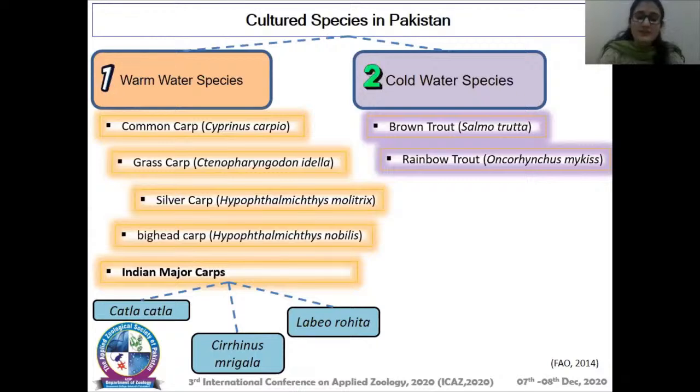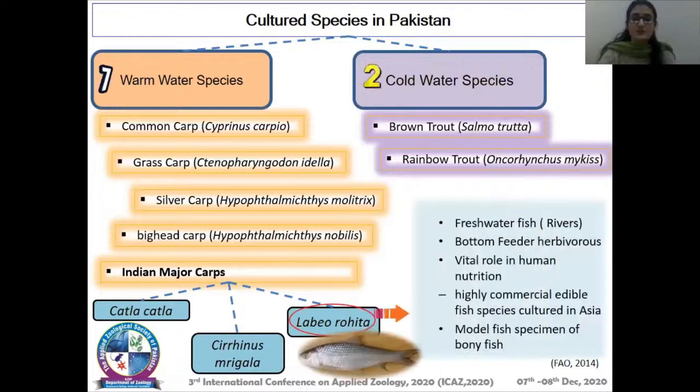Indian major carps are very important for their economic importance as well as for human nutrition. These include Catla catla, Cirrhinus mrigala, and Labeo rohita. Labeo rohita is a freshwater fish, also known as the riverine fish. These are bottom feeder herbivores, and they have a vital role in human nutrition and are highly commercial edible fish species cultured in Asia. It is considered a model species, a model fish specimen of bony fishes.